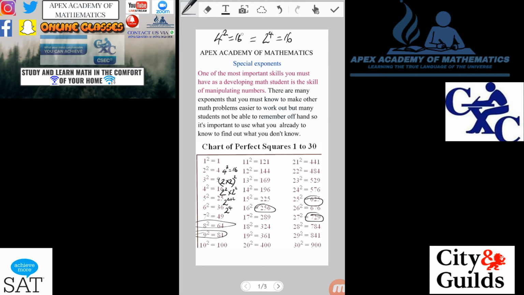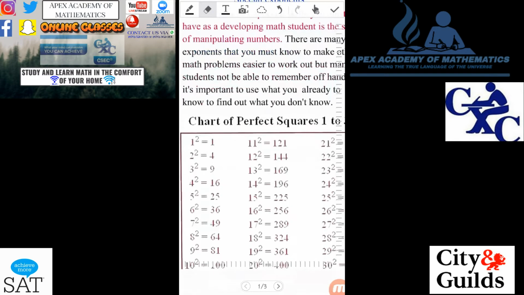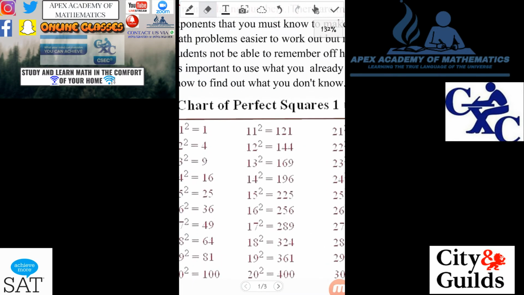All right, so really check that out. 4 squared is 16, 2 to the power of 4 is 16. All right, so good. So that takes care of that number. Let's see if we can find another number here that will help us to understand how else we can express these numbers. So we said earlier that we're going to look at the number 64.